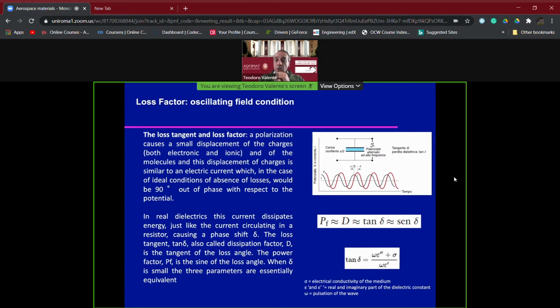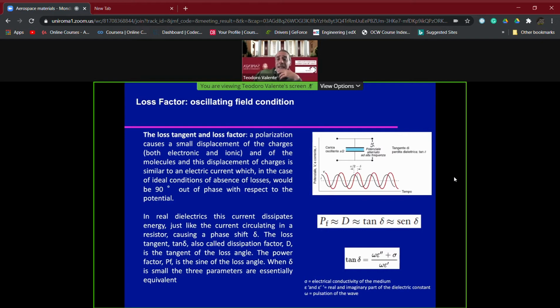And so the equation PF equal to D applies, more or less, for small shifts. This works well, equal to the tangent of the shift delta, and due to the trigonometric definition of the tangent function, this is equal to the sine of the same phase shift delta when we have a small phase shift, that is, when the cosine of the phase shift delta is approaching 1.